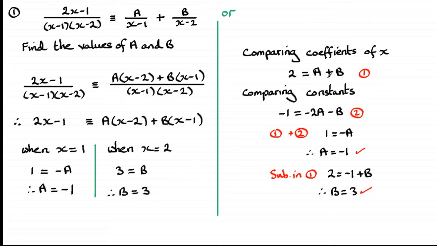The other way you can do it is just to compare coefficients of x. If you do that, you've got a 2 here, and if you expand this bracket here, you're going to get a there for ax and a b for bx there. So you've got a plus b equals 2. Compare the constants, you've got -1 there, minus 2a, minus b there, and you've got another equation. Simultaneous equations there, and you can see that you'll end up with a is -1 and b is 3.